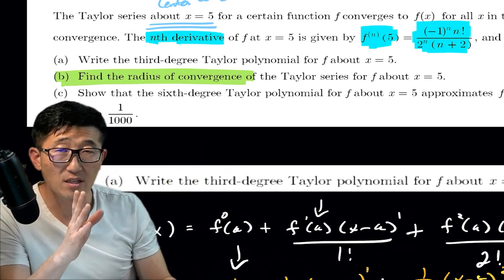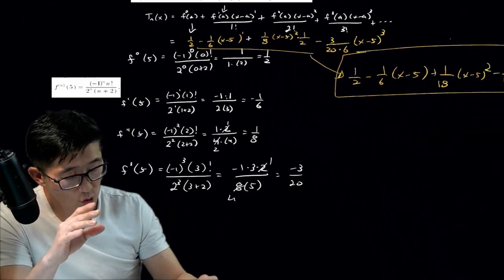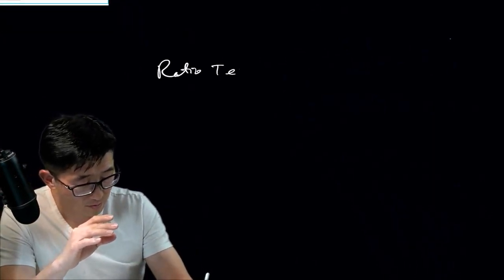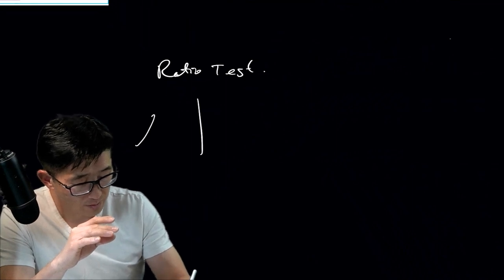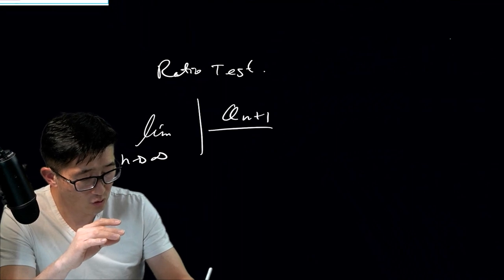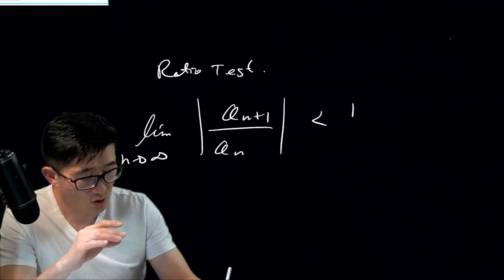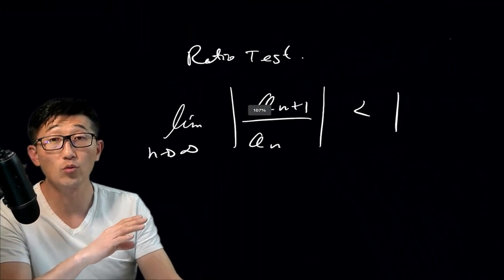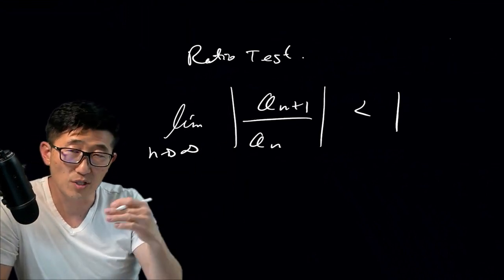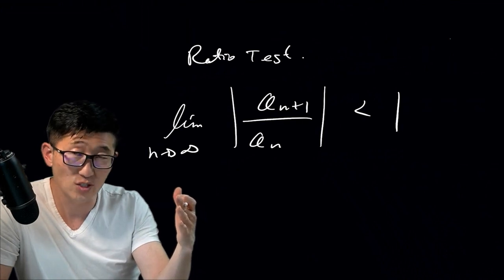Okay, now to find the radius of convergence, we normally use the ratio test. Okay, and the ratio test looks like this. It's the limit as n goes to infinity of a sub n plus 1 over a sub n less than 1. Now, for those of you who don't really understand the concept of the ratio test, a sub n plus 1 is simply the next term in the series.